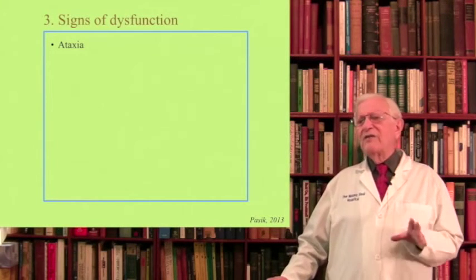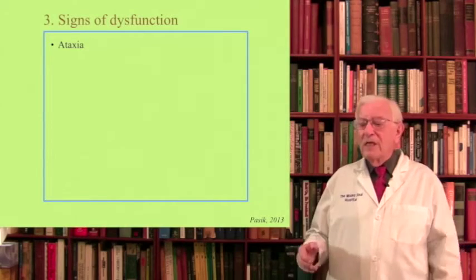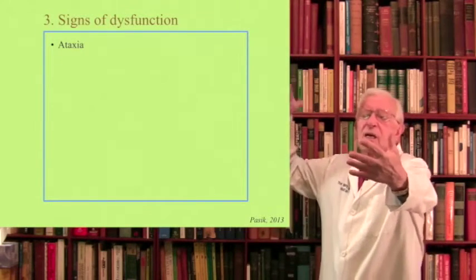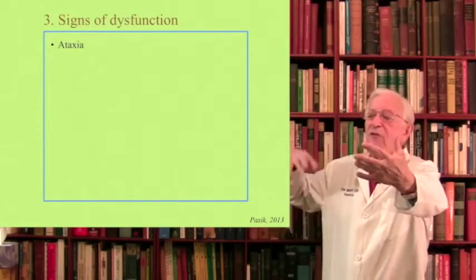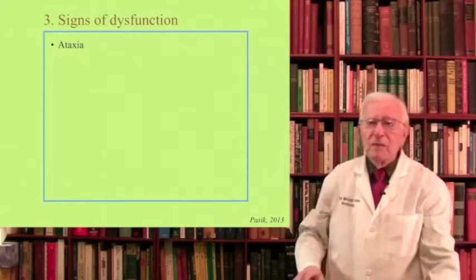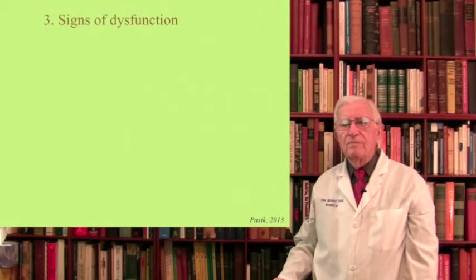One is what is called ataxia. Ataxia is the movement incoordination. If I want to get my hand here, I go straight like that, but if I have a cerebellar problem, I go all over the place before coming into my target. That's ataxia.